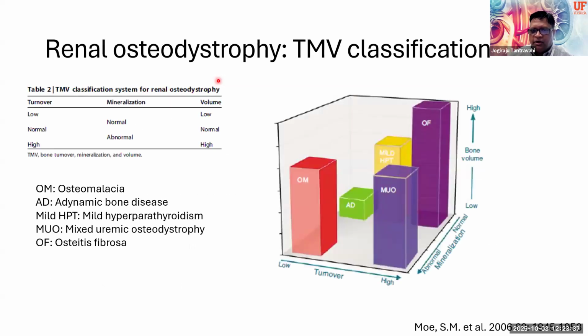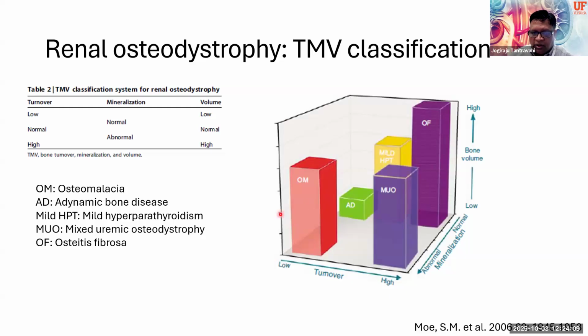Okay. So this is what's called the TMV classification of renal osteodystrophy. Turnover, mineralization, and volume. This is from a review article. Actually, it should be in Kidney International. I forgot to put the journal here, but it's in Kidney International in 2006. And you can see that various bone diseases in chronic kidney disease have been categorized in different ways.